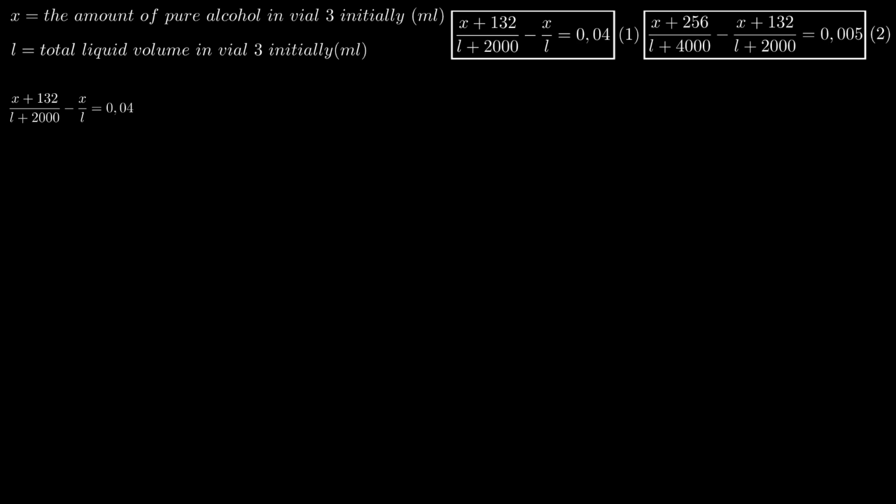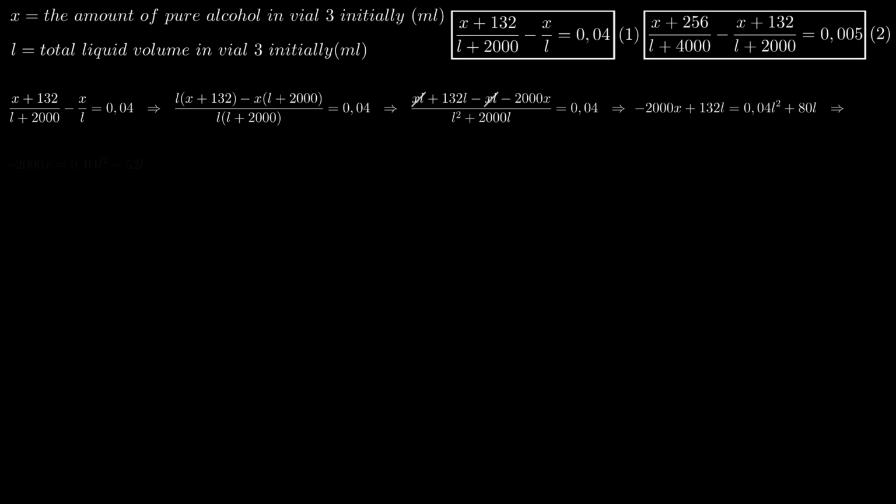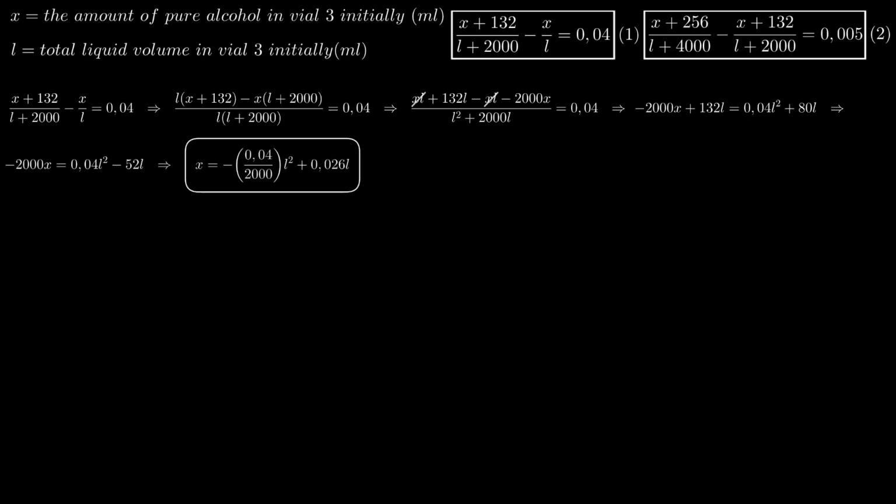So how do we merge two fractions with different denominators? Do you remember from Algebra 1 or 2? You multiply the first numerator by the denominator of the second fraction, and you multiply the denominator of the first fraction with the second fraction's numerator, and you sum these two expressions, and you make the expansions, you gather like terms, and we end up with X equals minus 0.04 over 2,000 L squared plus 0.026 times L.